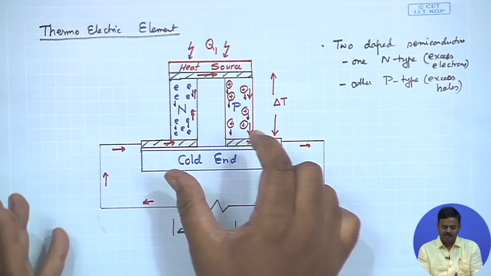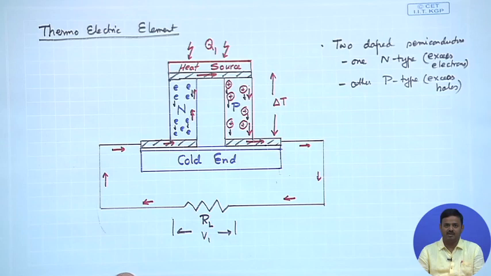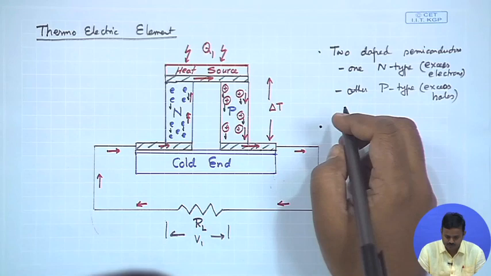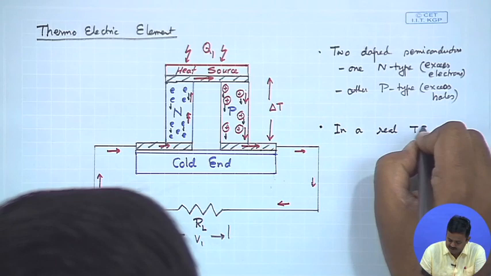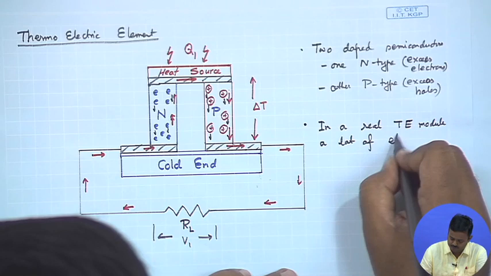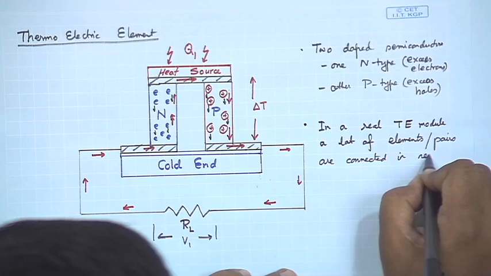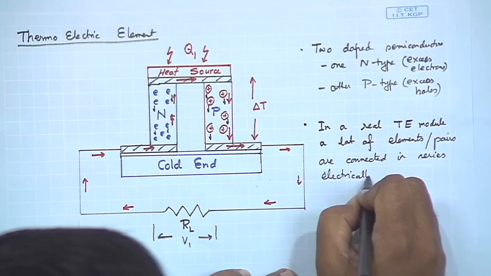But now, in a real case, what we will do is connect a lot of them in series. We can do that. So, how will it look? I will draw it, let me write it down. In a real TE module, a lot of elements or pairs are connected in series electrically. Of course, thermally they are always in parallel, because one end is heated and the other end is cold. So, how will it look? It will look like this.